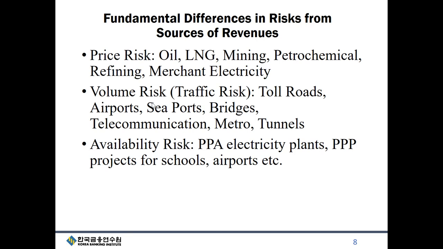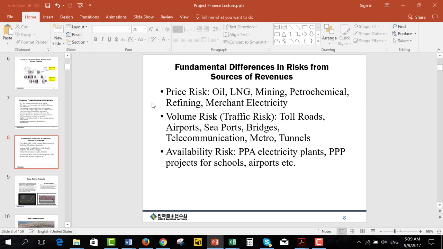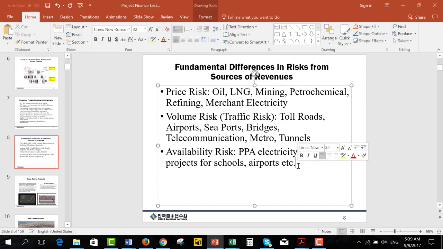Before we do this, I just think there are three fundamental types of projects: ones with price risk, that you can get a handle on because you've got some history, like LNG, oil, mining, petrochemical, refining; volume risk, that's a whole lot harder because it's almost always traffic risk, toll roads, seaports, and all that; and then there's availability risk, which is really political risk. It really boils down often to political risk.